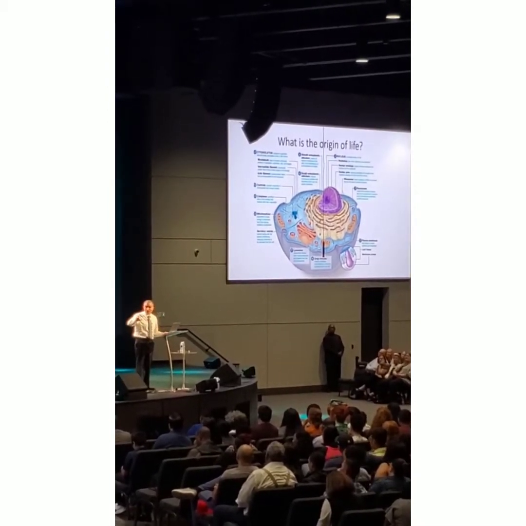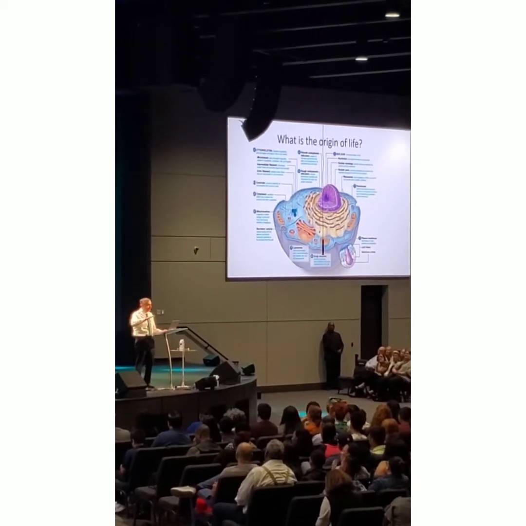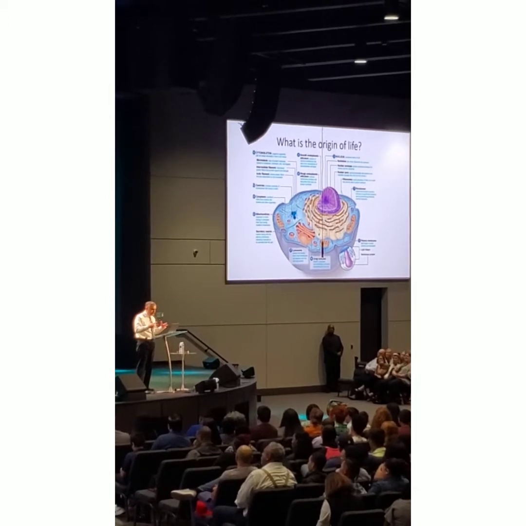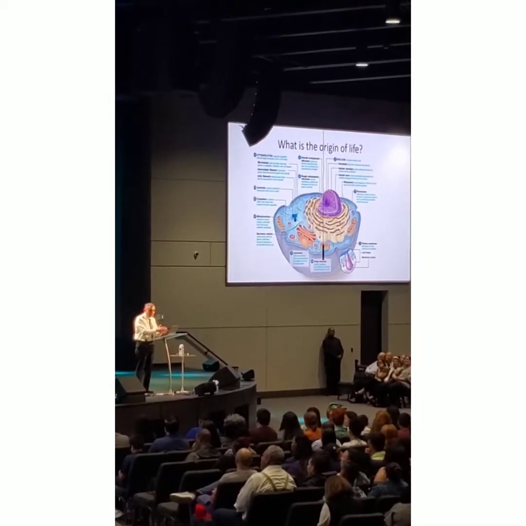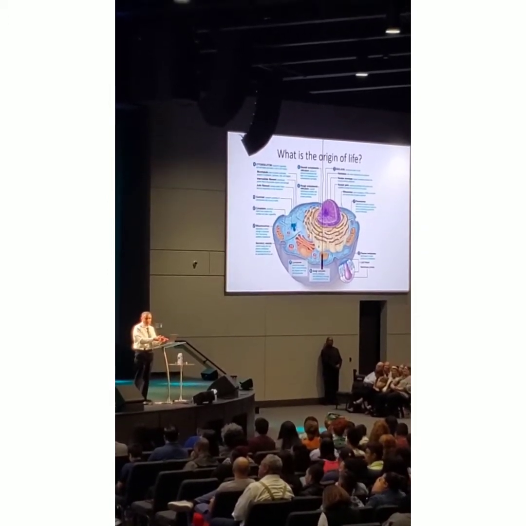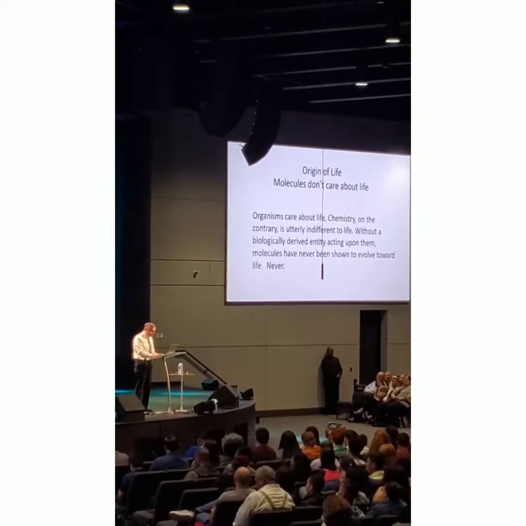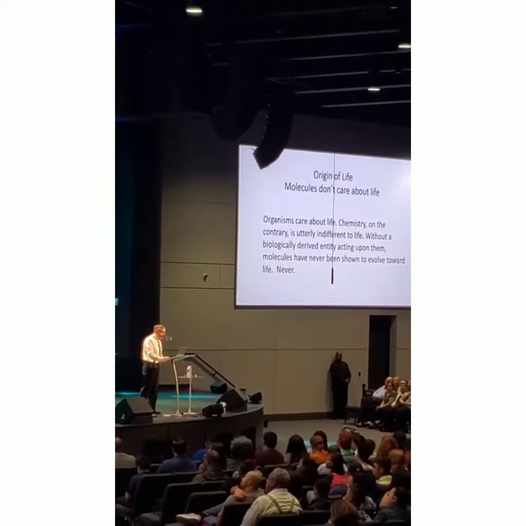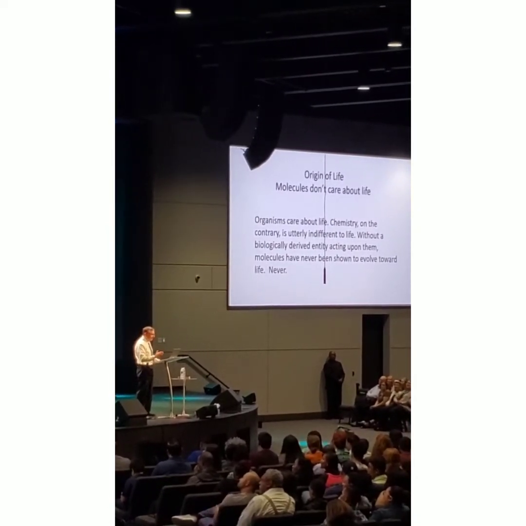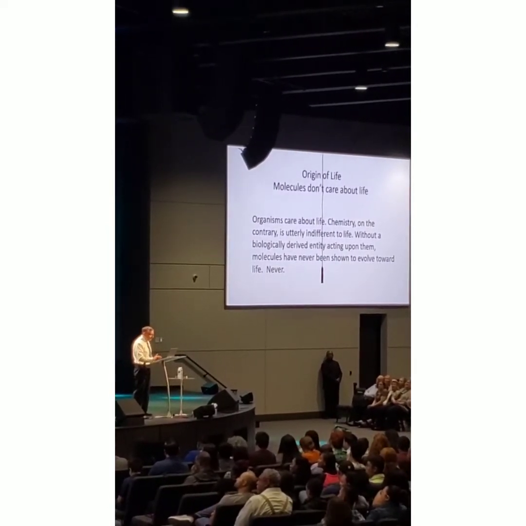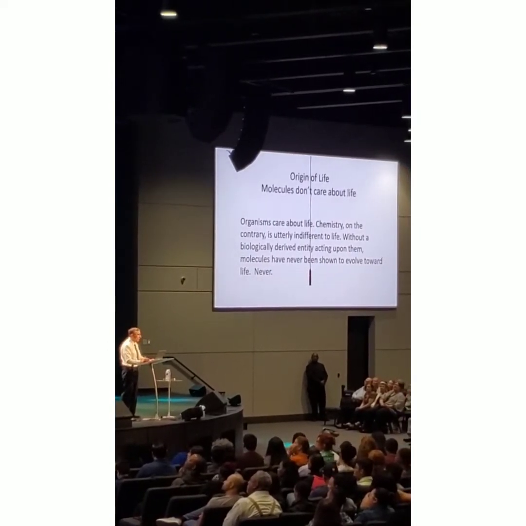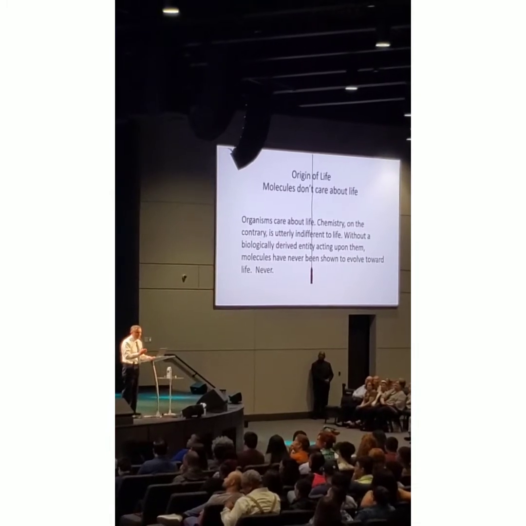This is pre-biology. This is before enzymes. This is before any biology. It's how did you get the raw chemicals put together, and then how did you assemble them into a cell, and now you have life, now you can have biology take over. So, molecules don't care about life. Organisms care about life. Chemistry, on the contrary, is utterly indifferent to life. Without biologically derived entity acting upon them, molecules have never been shown to evolve toward life. Never. They have never gone toward life.